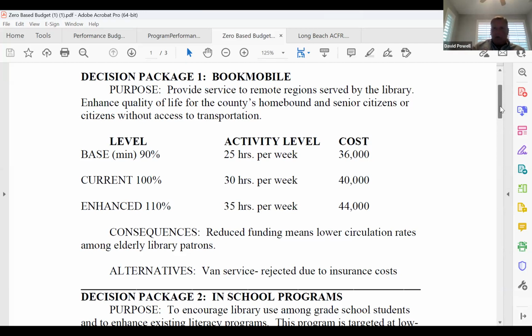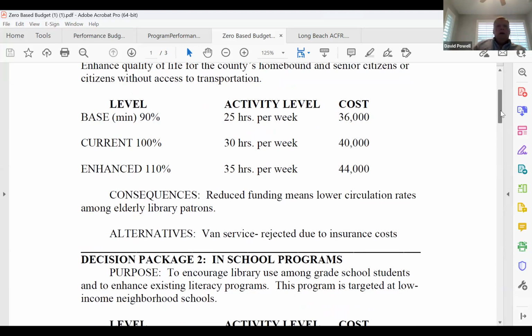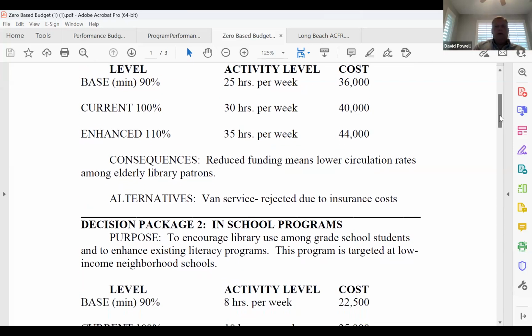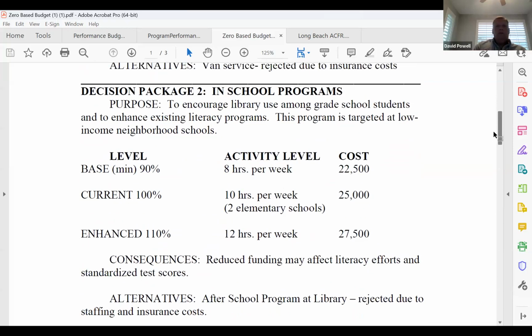So it tends to be a much more robust and a much more in-depth discussion of the consequences of choosing one alternative versus another. What are the alternatives to a bookmobile? Is there something else we can do other than funding the bookmobile? Well, another alternative to the bookmobile could be a van service, but that van service was rejected because the insurance costs associated with the van service were much higher than the insurance costs associated with the bookmobile. So that's one decision package.